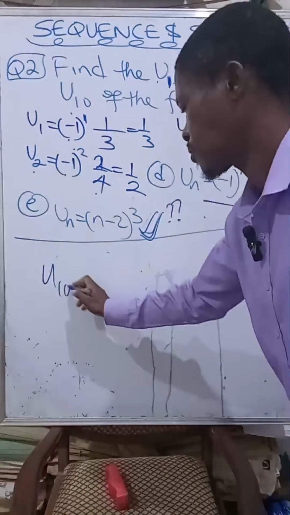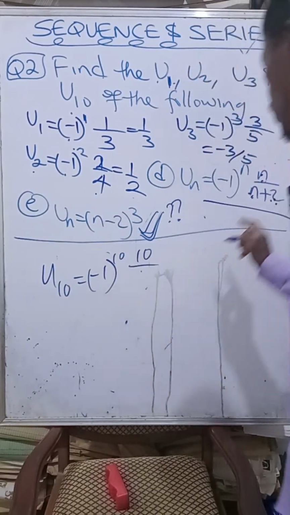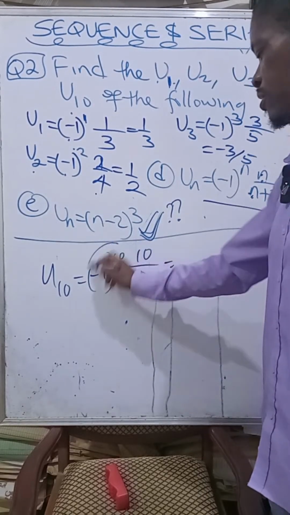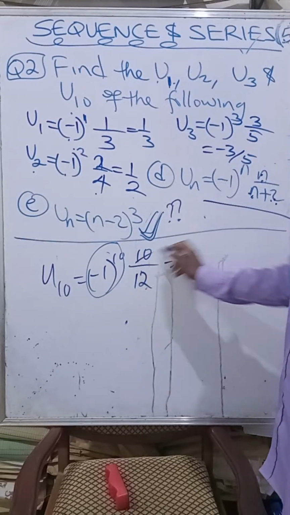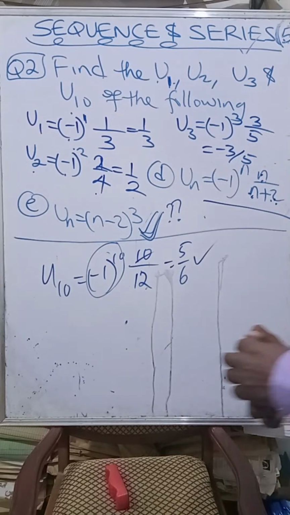Go to what? Minus 1 to the power 10, and then 10 over what? 10 plus 2, that's 12. So this one will be positive. So we have what? 5 over 6 for u10. So that's that. E, do that in the comment section.